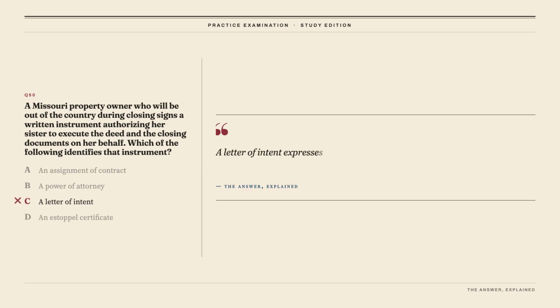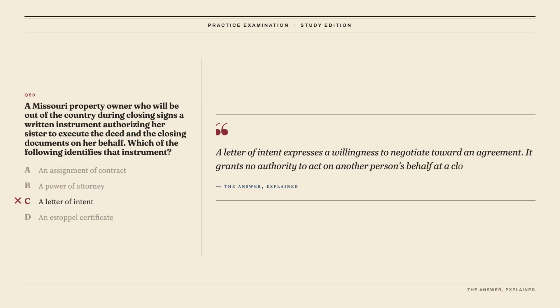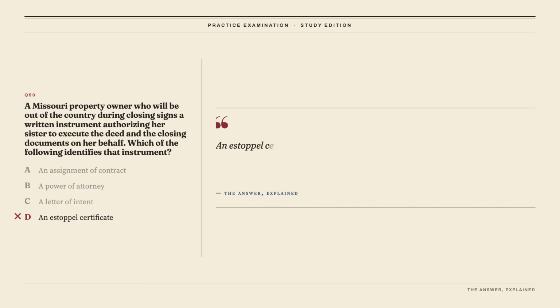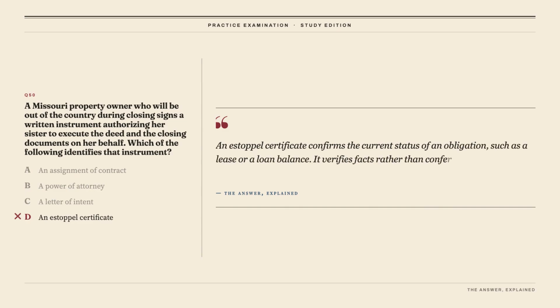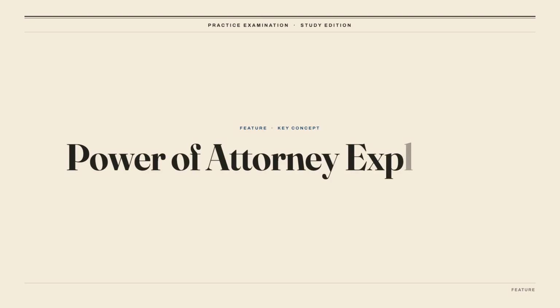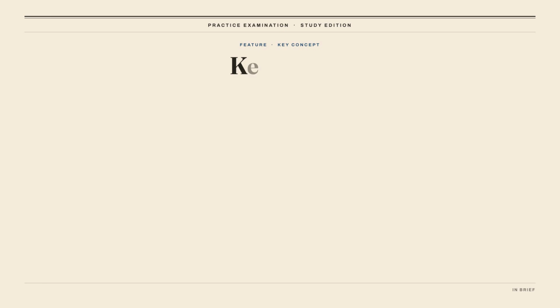C is wrong because a letter of intent expresses a willingness to negotiate toward an agreement. It grants no authority to act on another person's behalf at a closing table. D is wrong because an estoppel certificate confirms the current status of an obligation, such as a lease or a loan balance. It verifies facts rather than conferring signing authority. When a Missouri owner can't be at her own closing, she can't just ask her sister to sign for her. A deed signed by the wrong person conveys nothing, so the law requires a written instrument authorizing someone else to act. That instrument is a power of attorney.